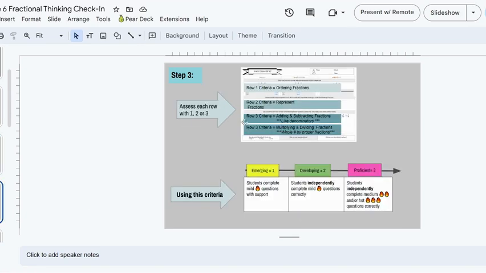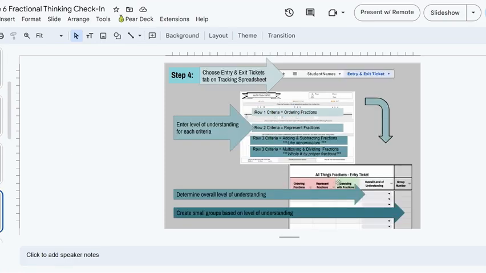Now, each row in the entry ticket represents one of the criteria that the 6 weeks of intervention will be focusing on. So in this particular entry ticket, row 1 would be addressing ordering fractions, row 2 would be addressing representing fractions, row 3 would be addressing adding and subtracting fractions or multiplying and dividing fractions, depending on which column students use. And that aligns with the tracking sheet. So when you open the tracking sheet, you will see a place where you can record students' level of understanding for ordering fractions, representing fractions, and operations with fractions.